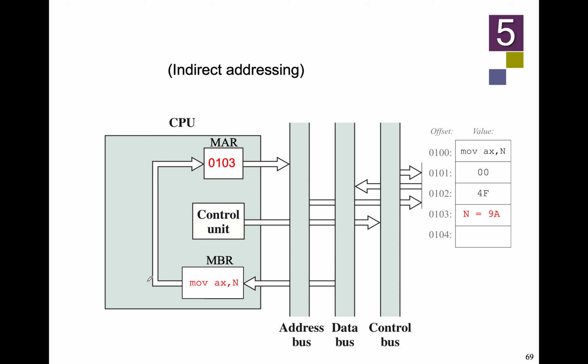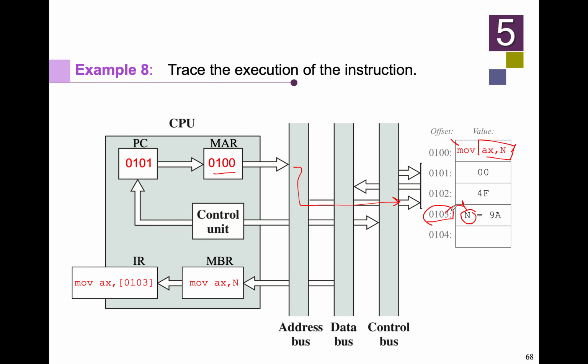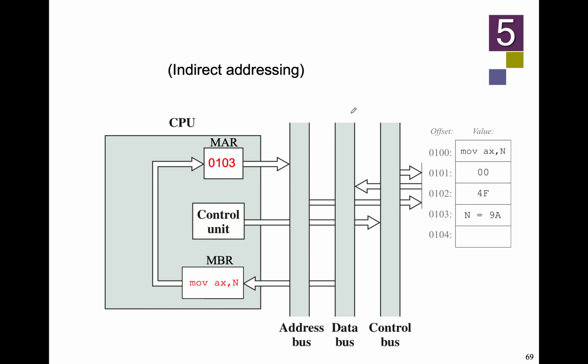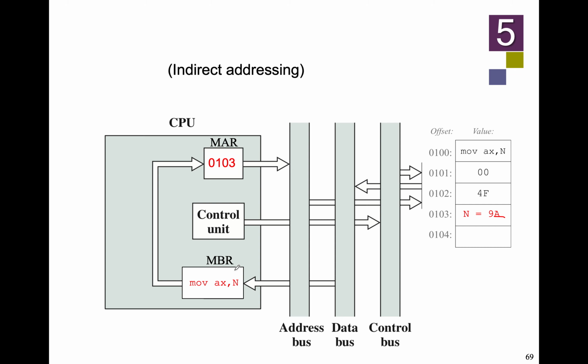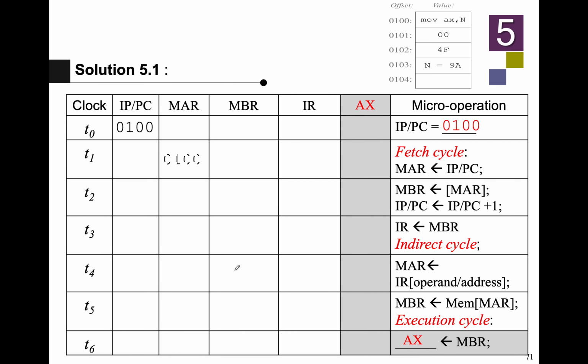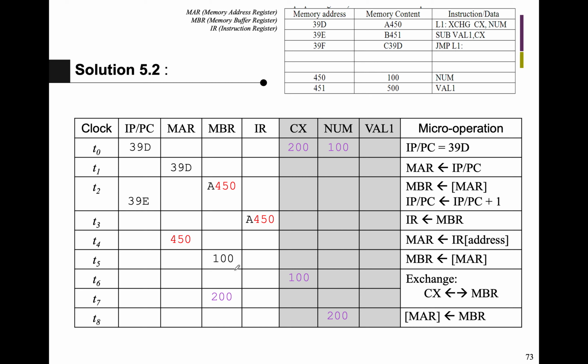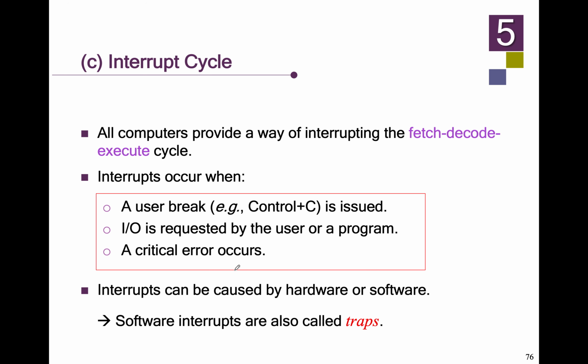Please try to do it. You need to check our last stage. Our last stage is 0103. So you have the value of N is 9A. You're going to store it. This exercise we will also discuss together, but I'm not going to touch it yet because I'm going to focus on it one by one, so that we're going to have a much clearer understanding.